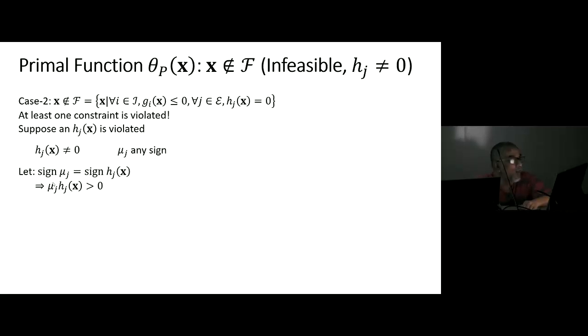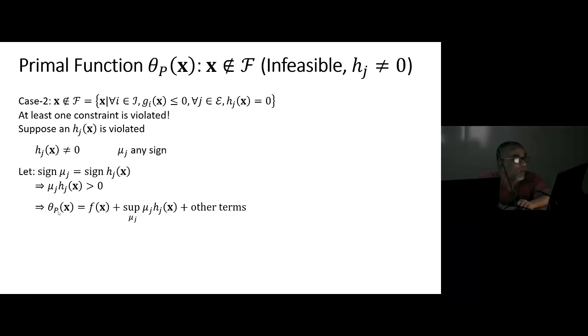What we do is we let mu j acquire the same sign as H j, which is not equal to 0. If H j of x is positive, then we let mu j become positive. If H j is negative, then we let mu j be negative. Therefore, what happens to their product, mu j H j? Since they're both of the same sign, it's strictly greater than 0. Okay, H j is a non-zero quantity, and so mu j H j is strictly greater than 0.